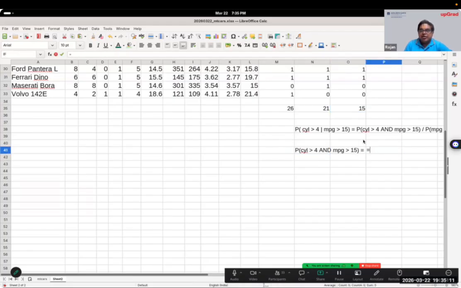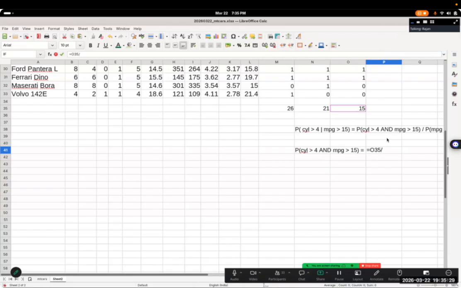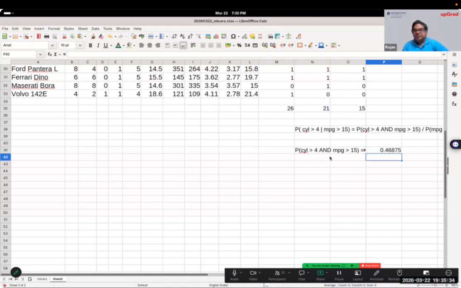This is the joint intersection probability, which is 15, divided by the number of cars with this condition. What is the total number? 32. So I'll just write 32. This is the joint, this is the numerator. And what is the denominator? P of MPG greater than 15, which is this, divided by 32.